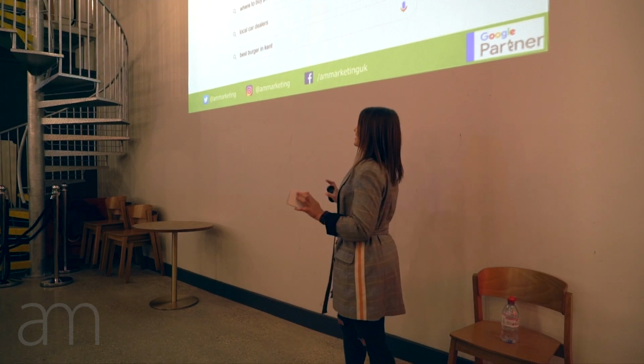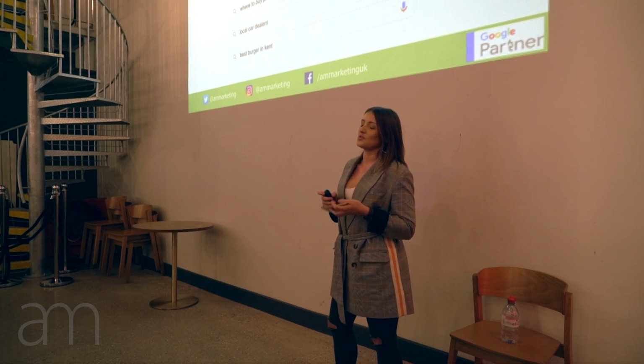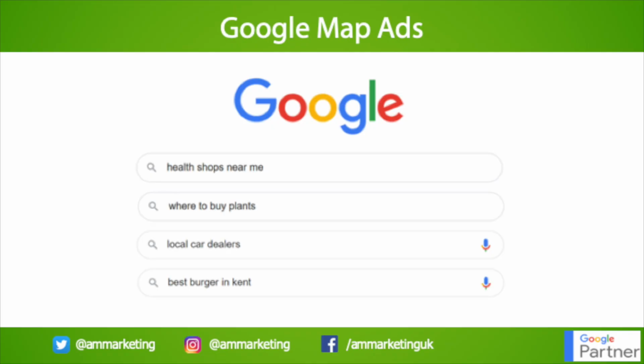So once you've set up your local PPC campaigns, and it's all set up correctly with the correct extensions, etc., you can actually even be eligible to run on Google Maps as well. So your results on Google Maps will be triggered by the same keywords, as long as they have a location in them or they're showing an intent that somebody's looking for something locally.